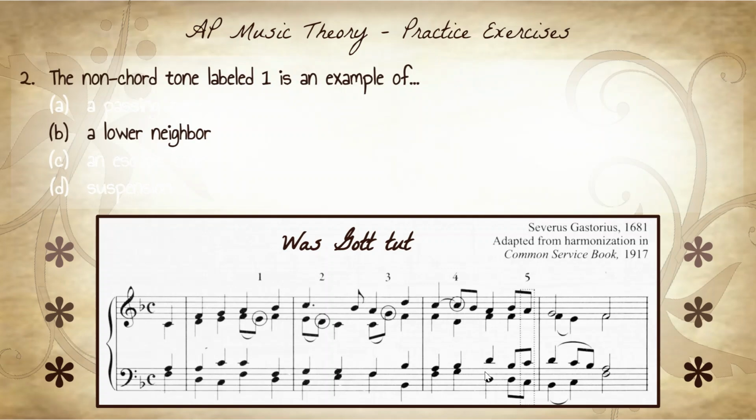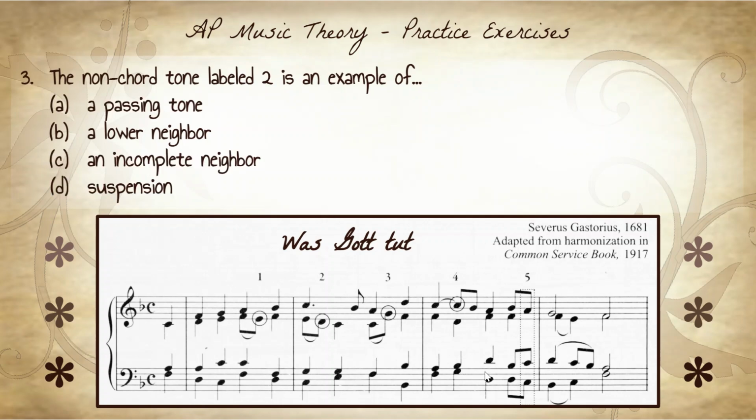Correct answer is B. Non-chord tone 1 is a lower neighbor, F, E, F. Question 3. The non-chord tone labeled 2 is an example of A. A passing tone, B. A lower neighbor, C. An incomplete neighbor, or D. Suspension.